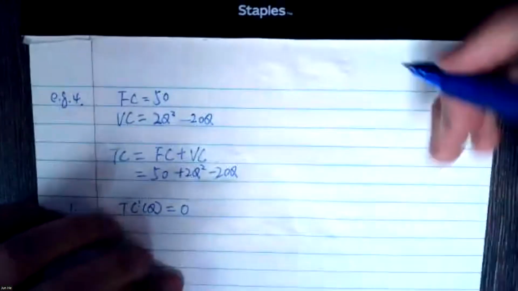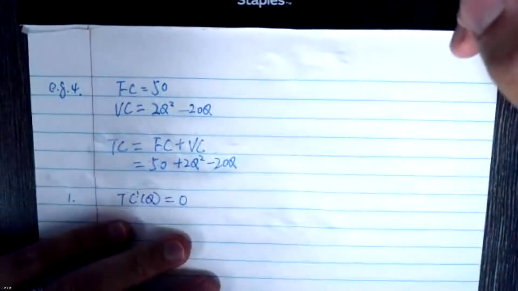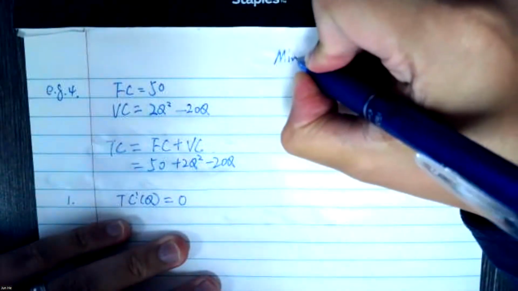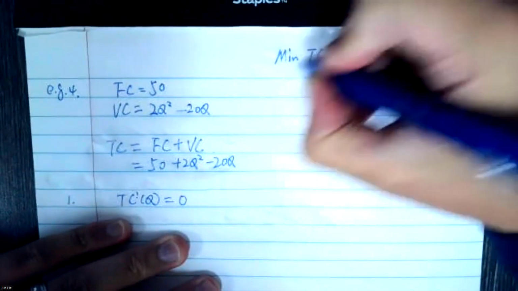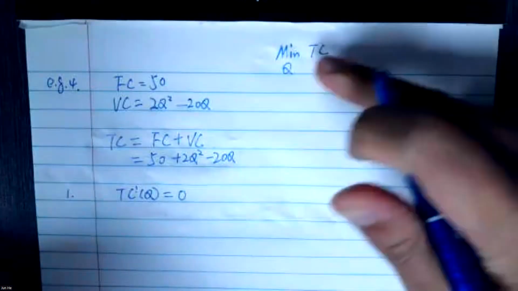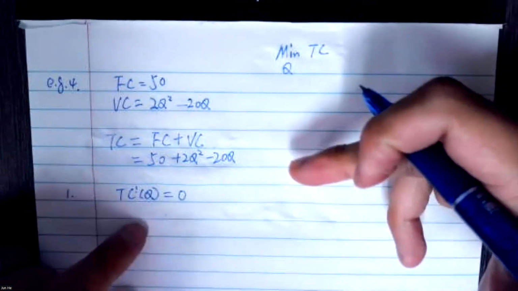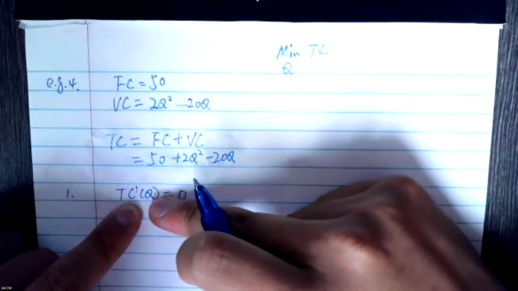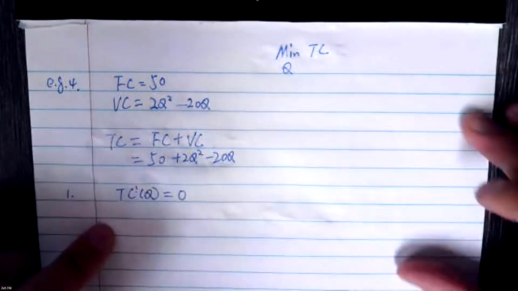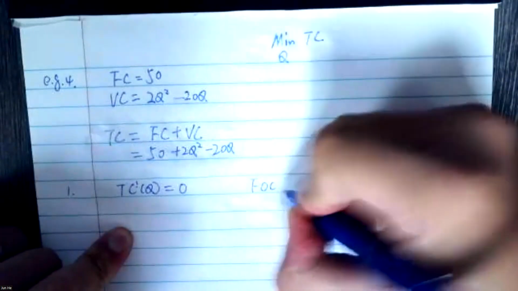And before that, what I suggest is you define the problem. The problem here is we are to minimize total cost by choosing Q. We can write it aside to remind you, as you are doing the derivative, what is the function that you are deriving over? That's the total cost function, right? So here it is the first order condition. Now let's just solve it.